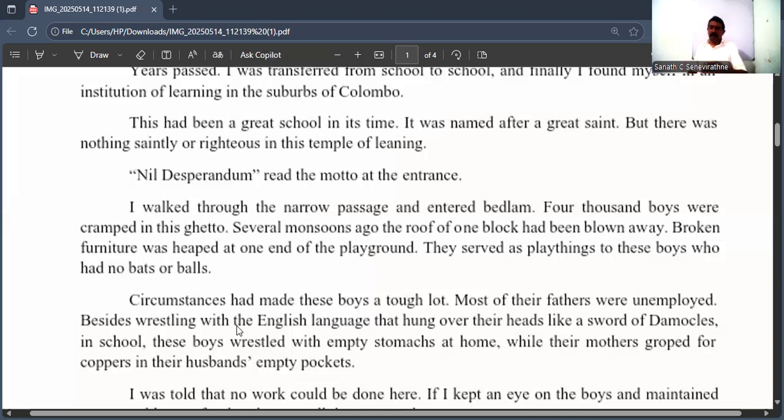Open economy gave opportunities to Colombo people. They had many opportunities, with the harbour, the airport, and a lot of smuggling.